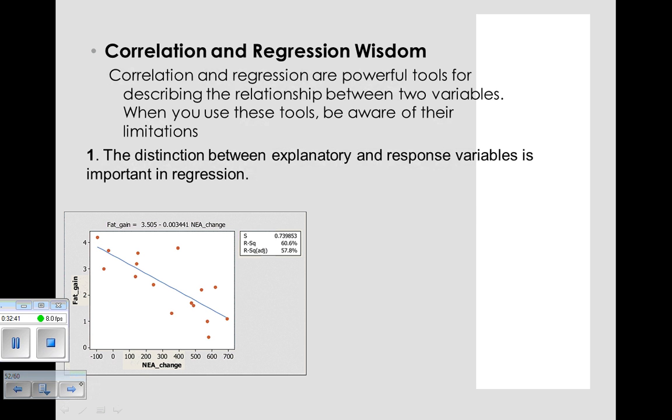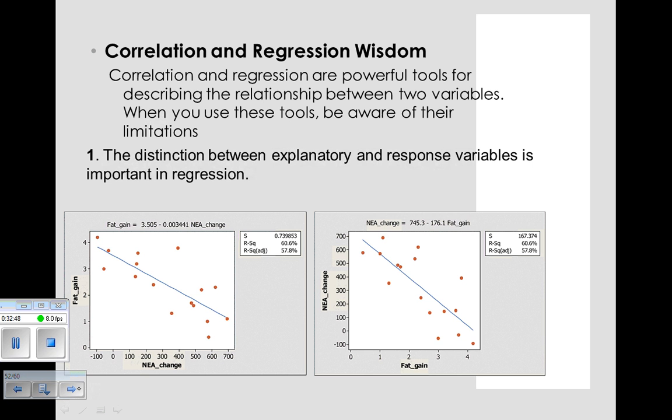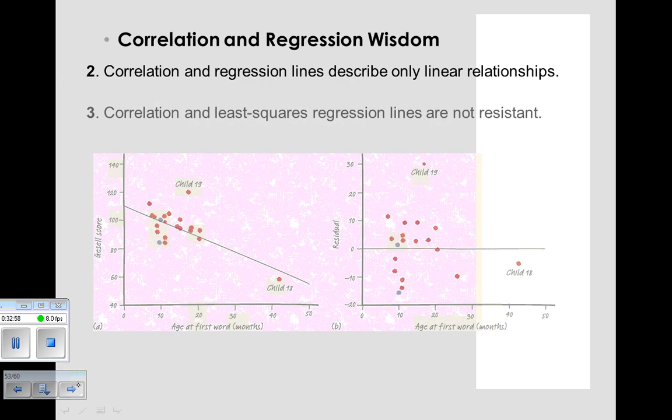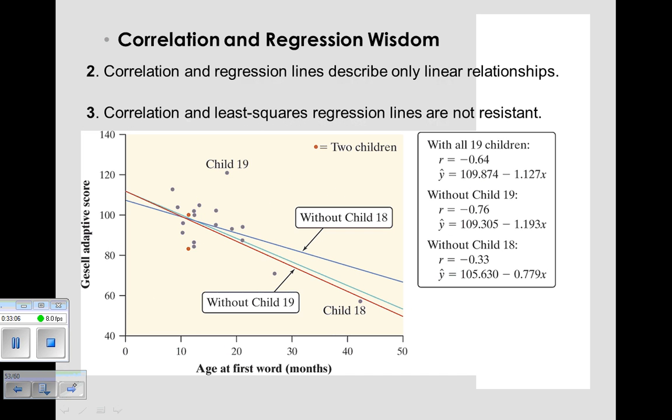The distinction between explanatory and response variables is really important in a regression line. So if you switched them, you get some different outputs. Correlation and regression lines describe only linear relationships. They are not resistant to outliers.